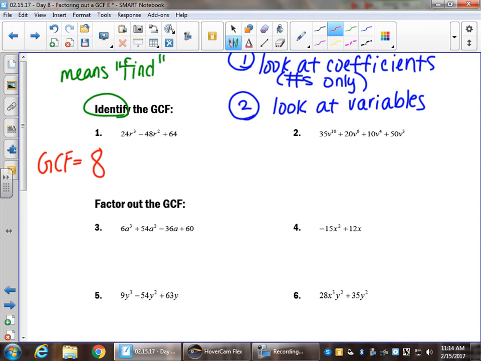Okay? The first thing you do is you look at the numbers. So we have 24, negative 48, and 64. The largest number that divides all three of those terms, or that's a factor of, is 8. We don't bring down a variable because 64 doesn't have an r attached to it, so it doesn't divide 64. The second one, 35v to the 10th plus 20v to the 6th plus 10v to the 4th plus 50v cubed. Just looking at the numbers, what's the largest factor of 35, 20, 10, and 50? 5.